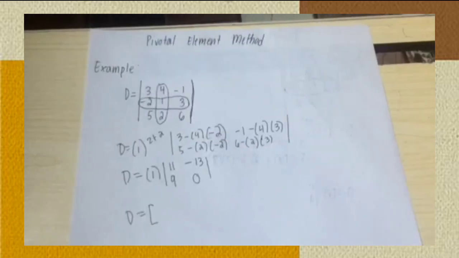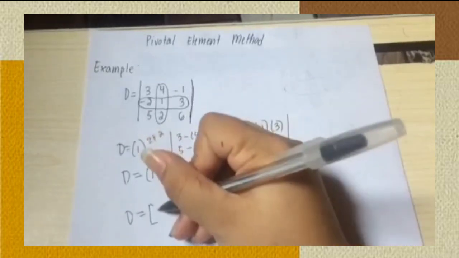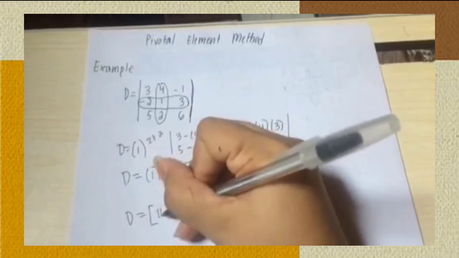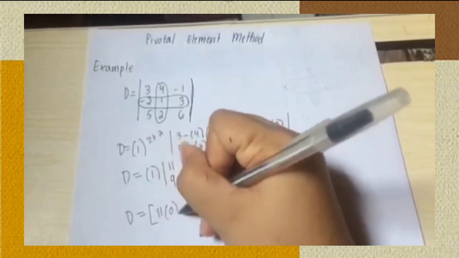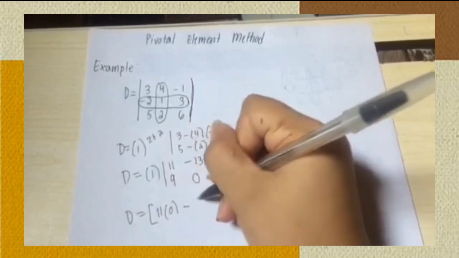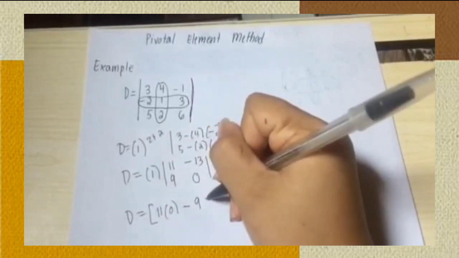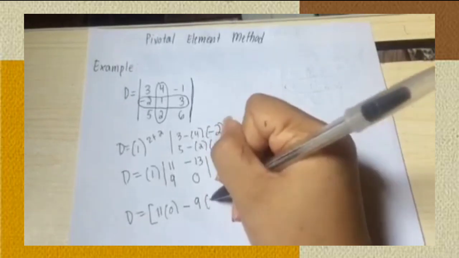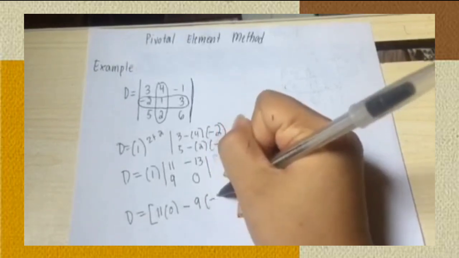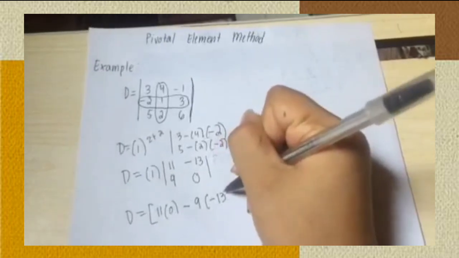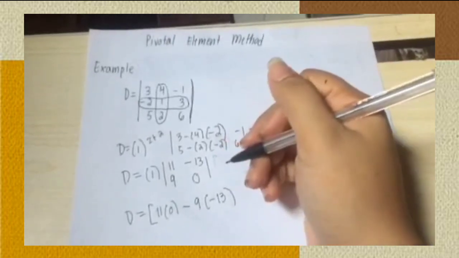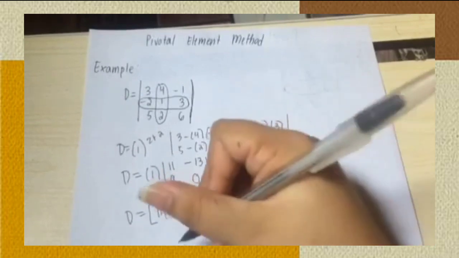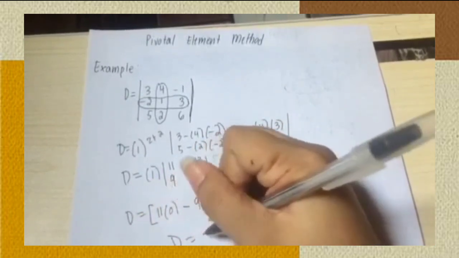Then after that, ang gagawin natin ay upward at downward diagonals. 11 times 0 minus 9 times negative 13. So our final answer will be 117.